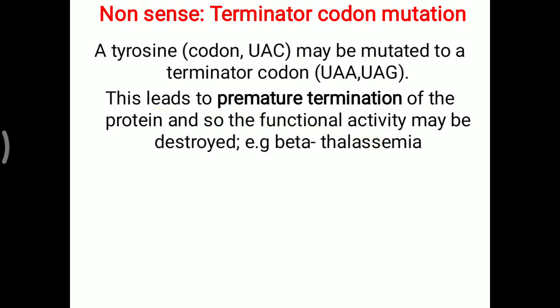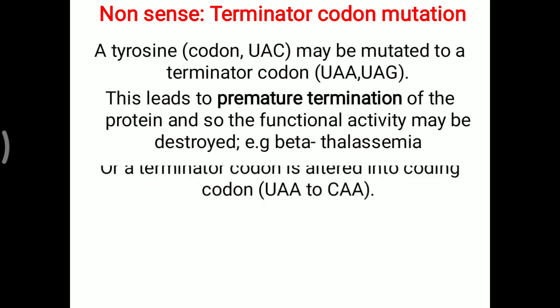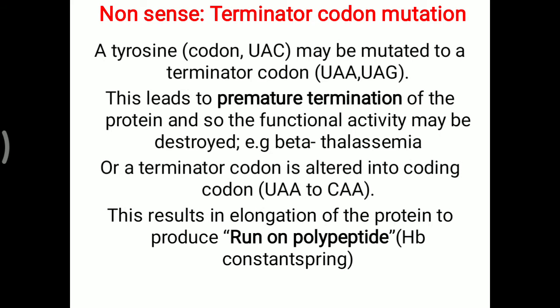With premature termination of the protein, the actual protein that needs to be synthesized for function is not available. Or a terminator codon is altered into a coding codon. Suppose UAA is now mutated to CAA. Then instead of stopping, the protein formation will go on. This results in elongation of the protein, producing a run-on polypeptide, called hemoglobin Constant Spring, an example of one type of nonsense mutation.